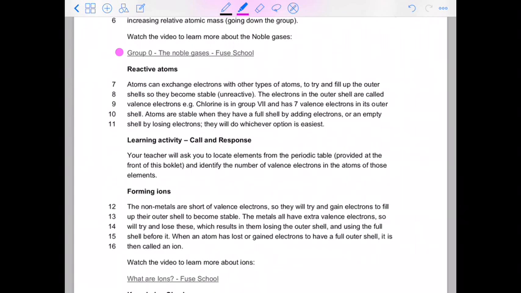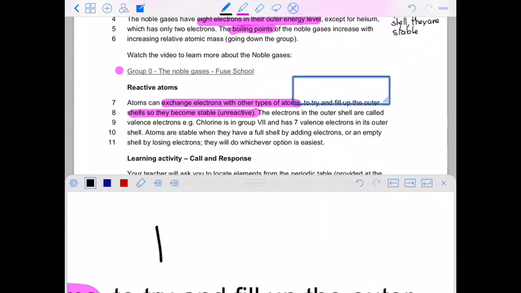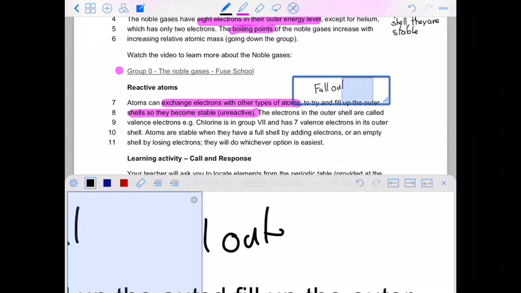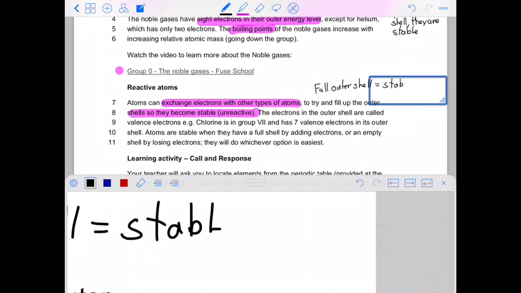So we know that atoms want that full valence shell, that full outer shell. So they can exchange electrons with other types of atoms to try and fill up that outer shell so they can become stable. Because we know that a full outer shell means that they are stable. Whether that outer shell holds 2 electrons, 8 electrons, or the 18 electrons of the 4th period, we know that it needs to be full.